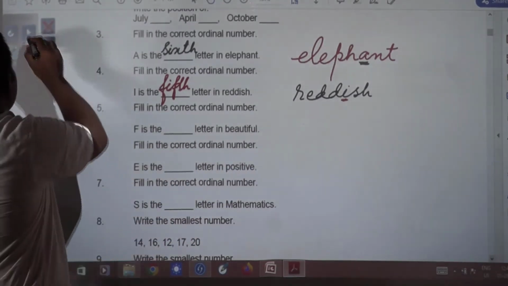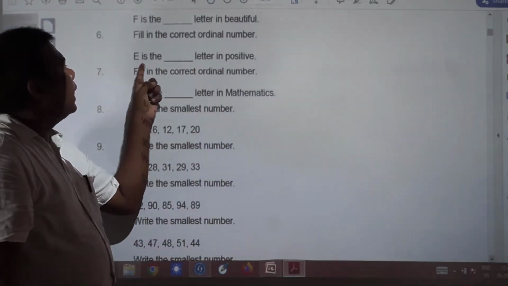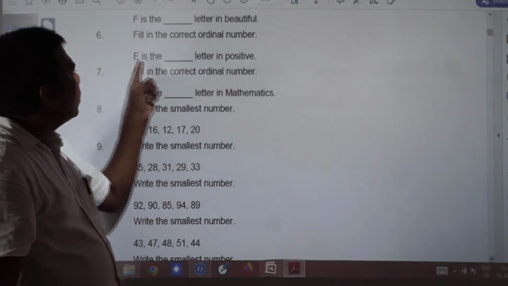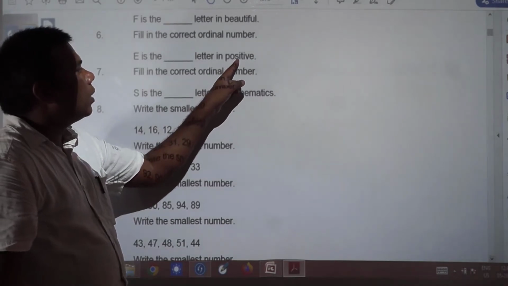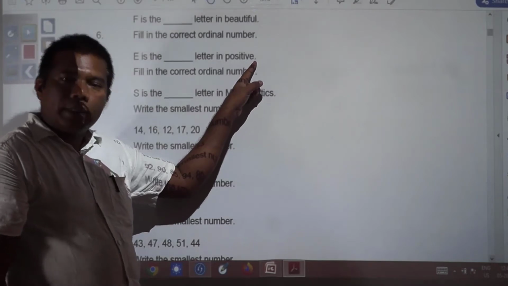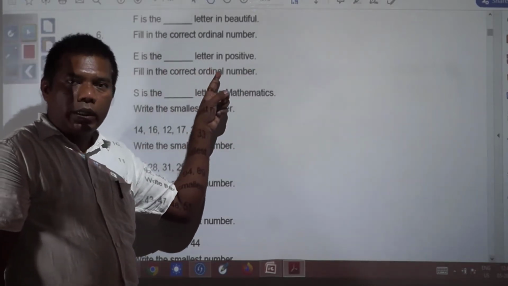Next you have, fill in the correct ordinal number. E is the letter in positive. Again you find out E, where it is. Start with first, second, third, fourth, fifth, sixth, seventh and eighth. Yourself you count and then you write. And spelling also you need to remember.